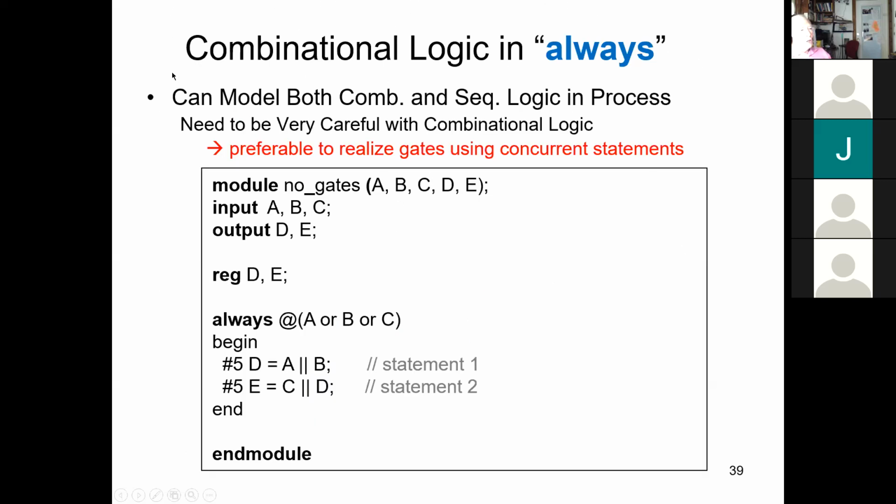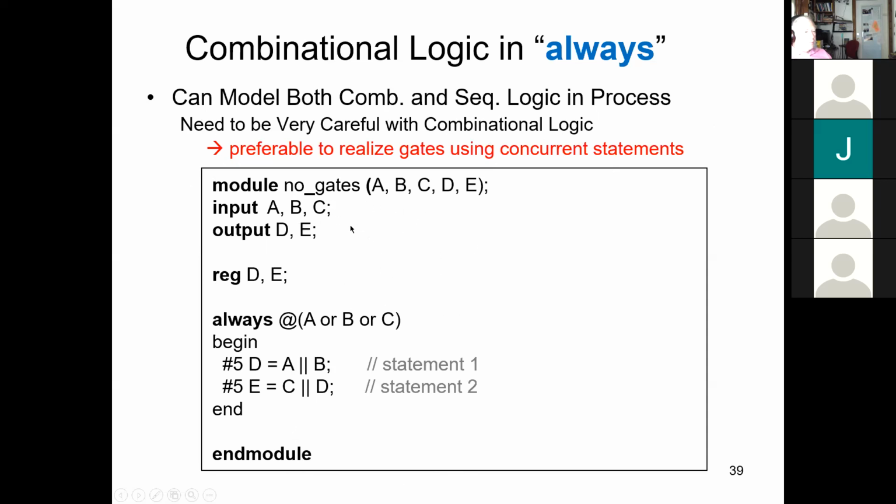So now we're going to talk about this idea of this bastardized use of always blocks, where you actually intend combinational logic, but you're using an always block. So always blocks can model both combinational and sequential logic. And that's why you have to be very careful with combinational logic, because if you make a mistake and don't cover all the possible cases, then it will result in sequential logic you didn't intend. It creates what's called a latch that you didn't expect.